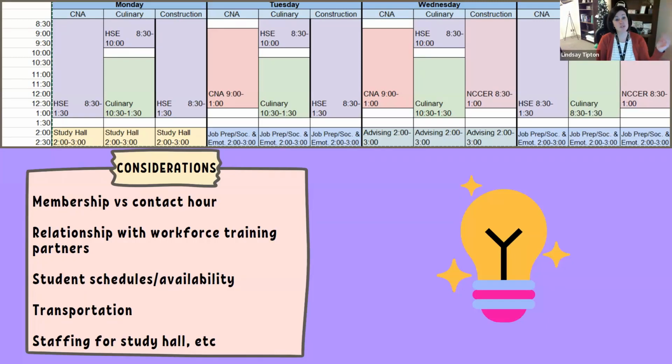CNA classes, they were used to running those every day from 1 to 5, but our public transportation stopped at 4:30. So it took us a long time to work with them, saying, we have 10 students for you, we can make a whole class, but it can't end at 5. So again, that just took relationship building and flexibility with our workforce continuing ed partners to make that happen.